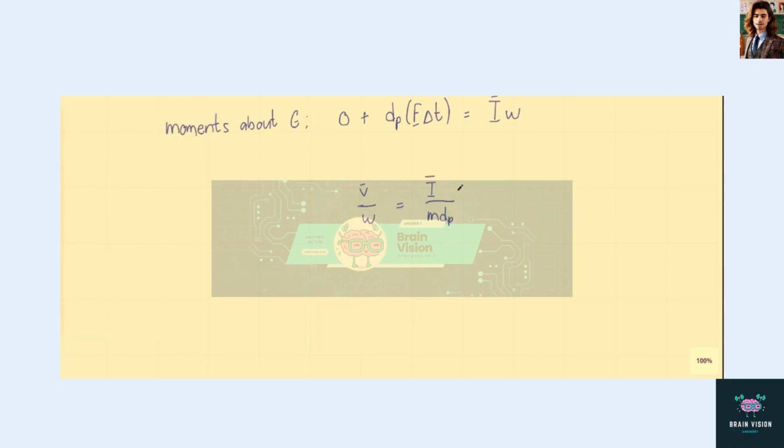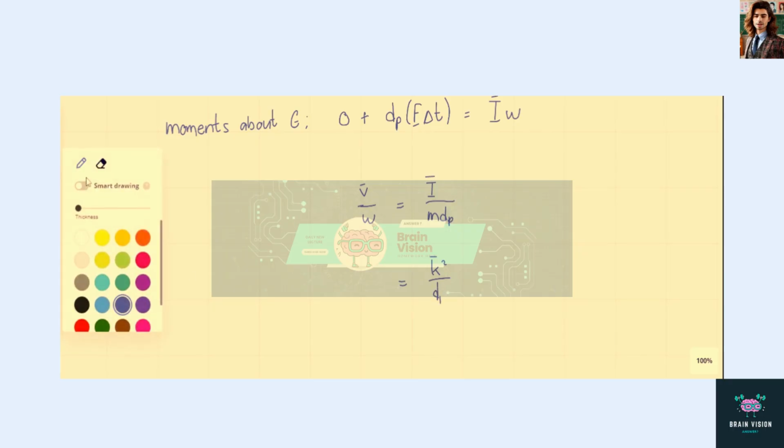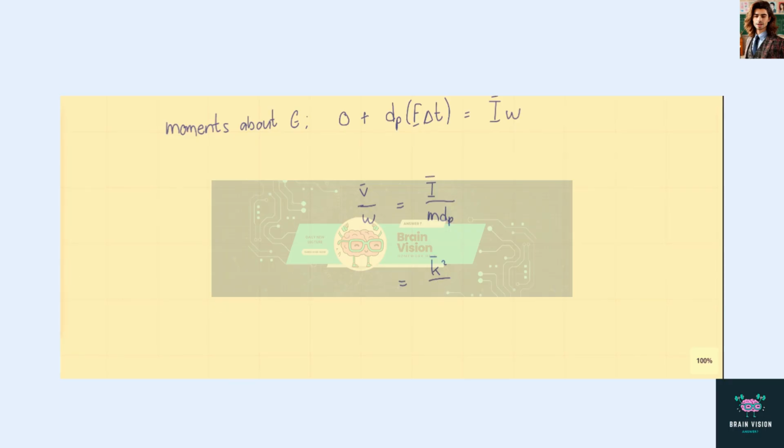So we can rewrite this I bar over m dP as k bar squared, the radius of gyration, over dP, since we know that I bar is equal to m k bar squared. That's the definition of the mass moment of inertia about the mass center.